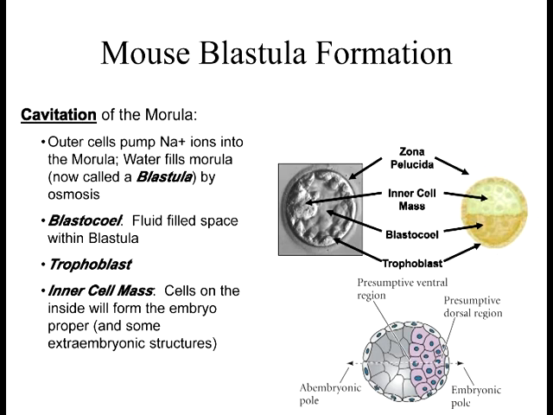The outer cells we call the trophoblasts. These form the extra-embryonic tissues, such as the placenta and the umbilical cord. So these are things that are necessary for development, for the implantation into the uterus and things of that sort. However, these cells right here are what become you and I.